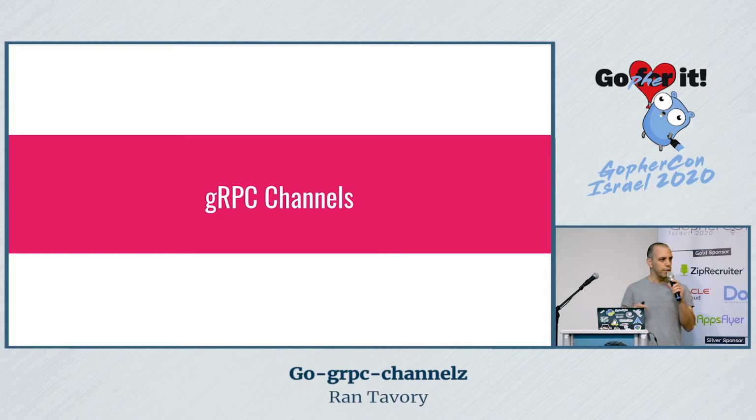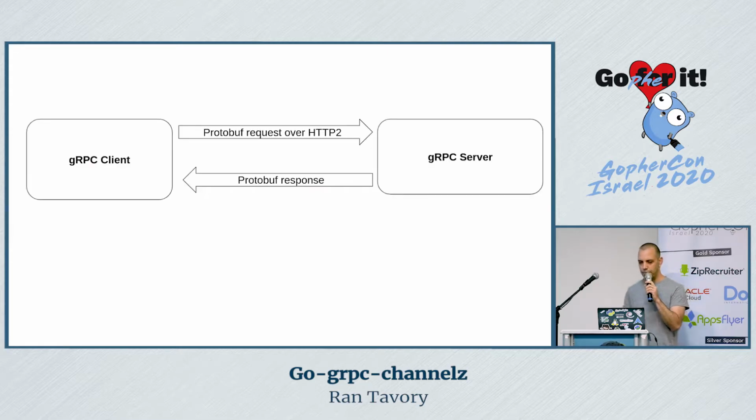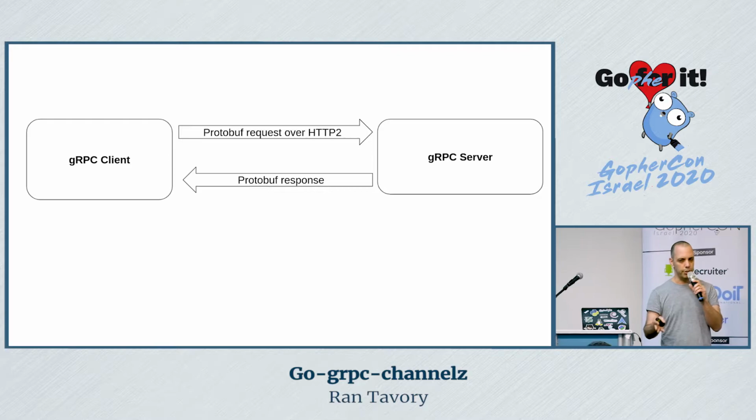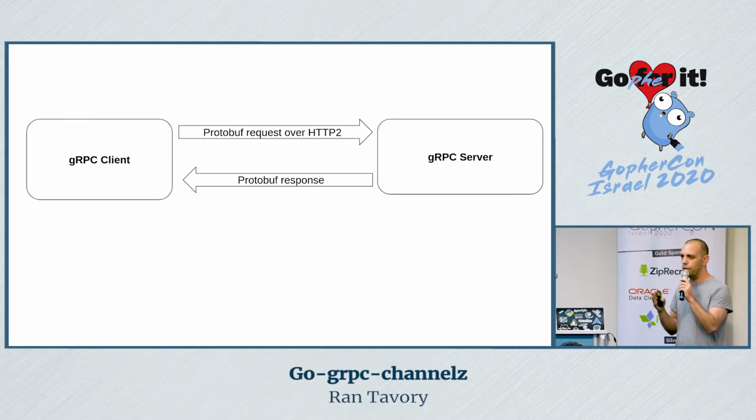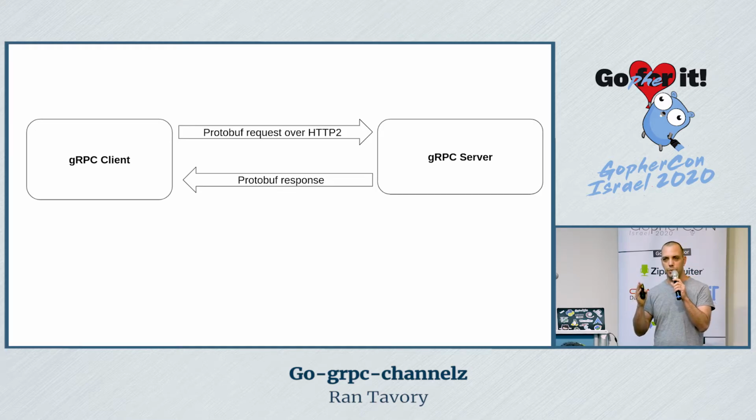The means to implement all that is by a mechanism called gRPC-channelz. So let's dive into a little bit of architecture of that. So in very high level, you have gRPC client and gRPC server talking to one another over HTTP2. You could do that in a request-response flow, or you could also do streaming.